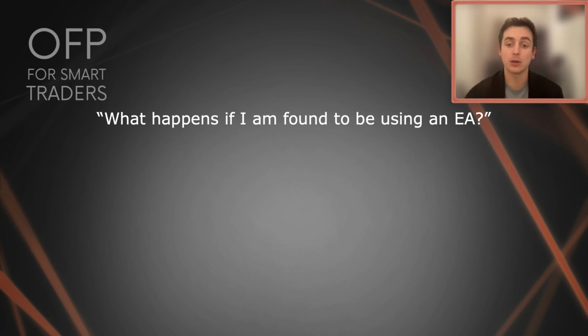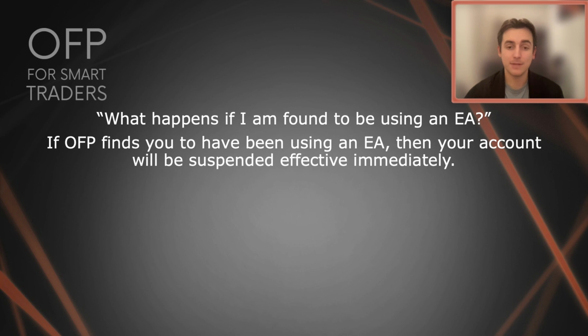So of course, some people might be tempted to use an EA, and so I'll now explain what will happen if you are found to have been using an expert advisor. So if OFP finds that you have used an EA, then your account will be suspended effective immediately. There will be no discussion. It's simply that account is suspended. You will not be receiving any payouts from that account, and you can no longer trade on that account.